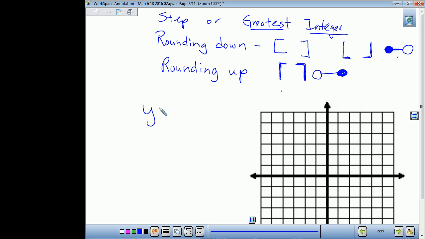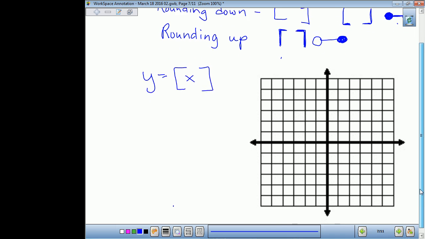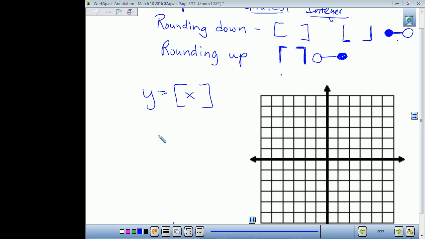So we're going to start with the parent graph, because that's the one we always like to start with. Let's start with this one. Is it up or down? Down. This is a rounding down function. So first of all, we have to understand the function before we can do anything. Let's look at some values for x and think about what our y would be.